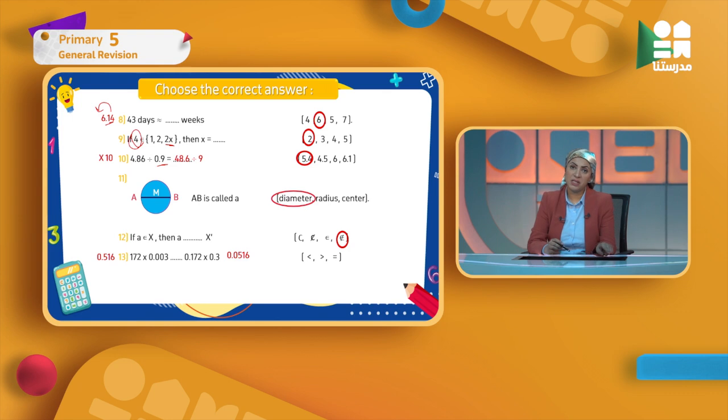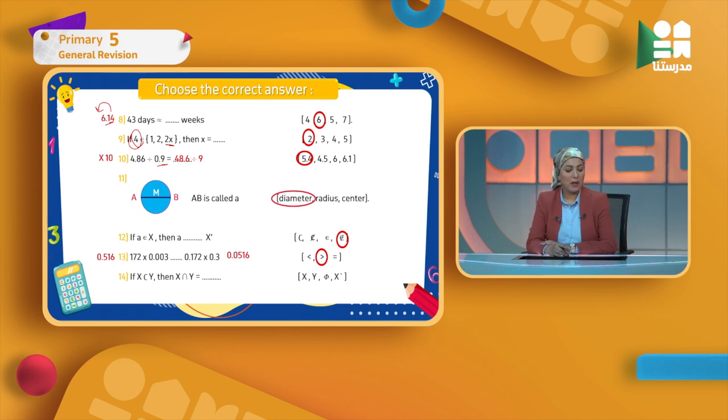So again, I will start comparing by using the whole numbers. The whole numbers in both of them is 0, so I will ignore it and move to the first decimal place after the decimal point. In the first number it is 5, and in the second number it is 0. Which is bigger? Of course, the 5. Then the first number is bigger than the second number. I'll choose the greater than sign.